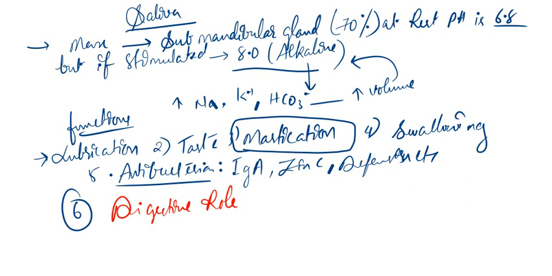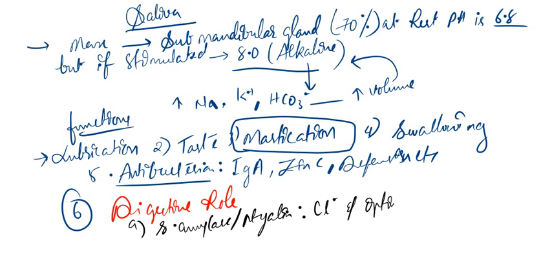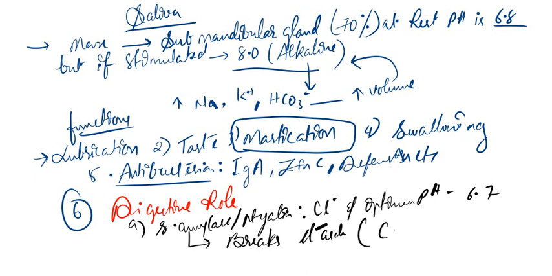Which enzymes give the saliva its digestive property? First one is serum amylase, or you can also call it ptyalin. How does the amylase get activated? It's activated by chlorine, and the optimum pH is 6.7. So what does this amylase do? It breaks down starch, that is carbohydrates.